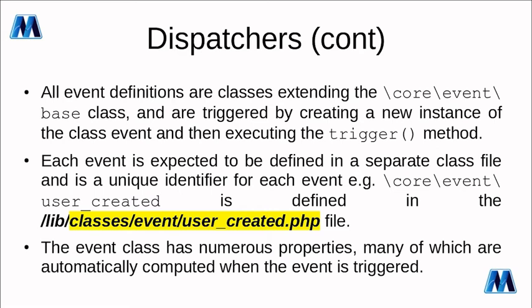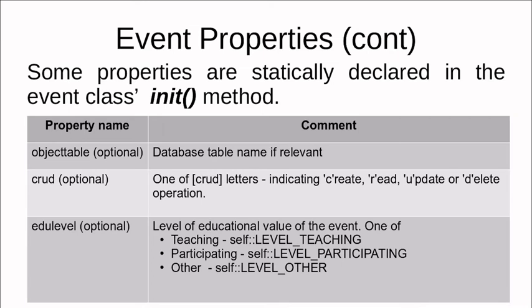The event class has numerous properties, a lot of which are automatically computed when the event is triggered. But there are others that need to be declared by the developer. There are some static properties that you normally set in the init method of the event class. Objecttable is the database table of the record that's being affected, and it requires another field which we'll talk about in a bit.